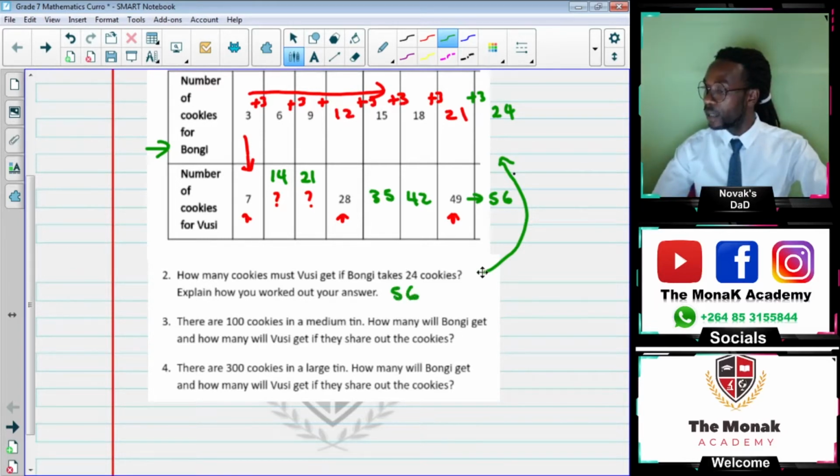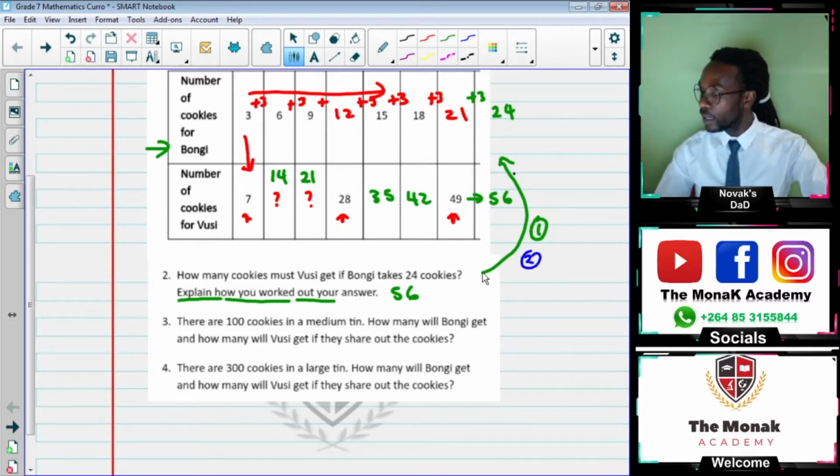By continuing with the pattern on the table. That's one way, that's how to explain how you got the answer. Or, how else can you get the answer? What if we use the ratio? So that's way number 1. Let's look at way number 2.